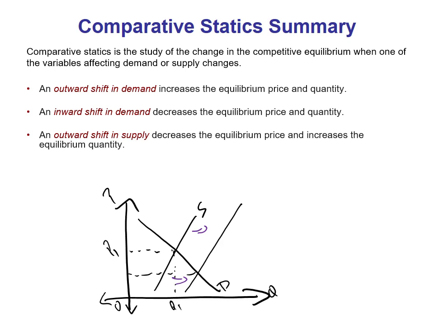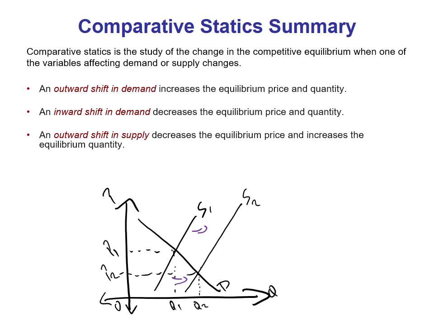Now look at our equilibrium price. Because more suppliers have entered the market, or just because we're supplying more, prices dropped. Okay, how about equilibrium quantity? It has increased. Okay, and that's all we're trying to say with the first one. How about an inward shift in supply?